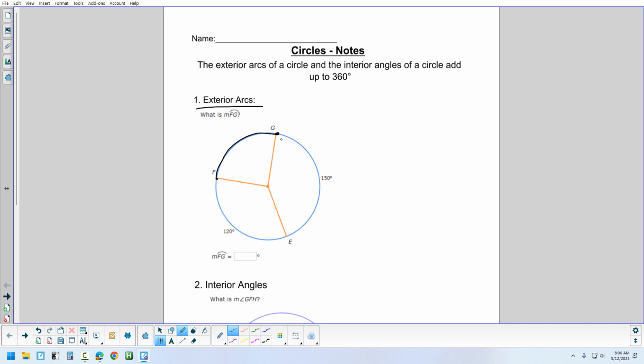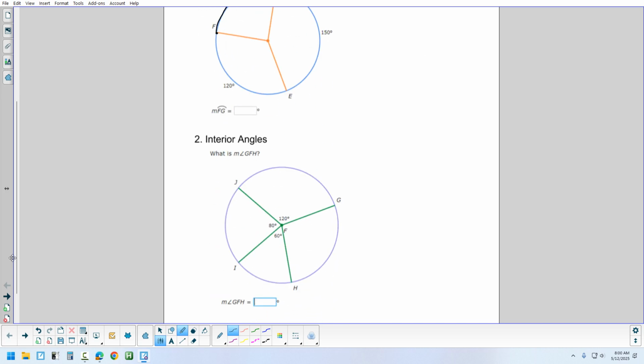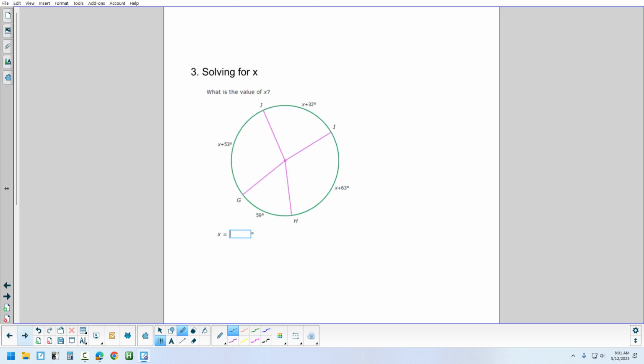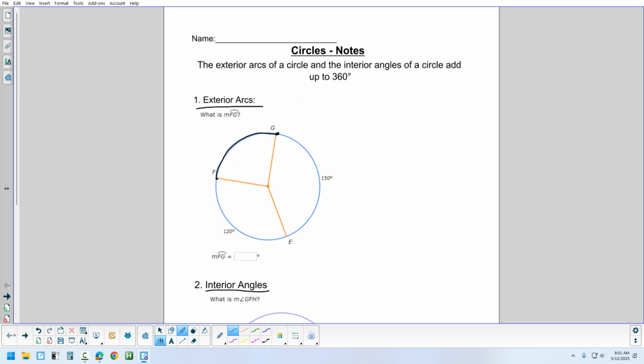All right. Another term we're going to see come up is interior angle. Okay? Interior means it's on the inside. So those angles that I just numbered, 1, 2, 3, 4, those are all what we call interior angles because they're on the inside of the circle. Those are the only two terms that are going to come up.